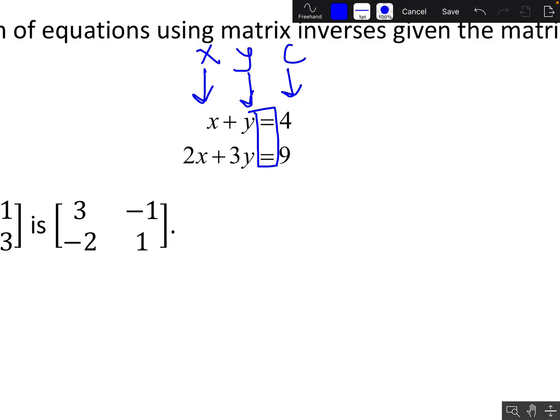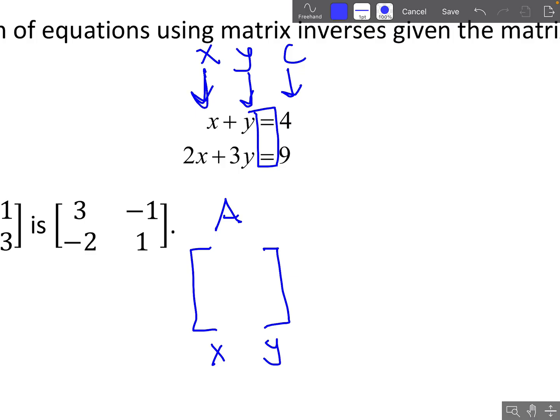What this is going to do is allow us to rewrite this system as a matrix equation. So our matrix equation is going to consist of 3 matrices, right? Our first matrix is going to be A, which is our coefficient matrix. So I'm going to make a 2 by 2 matrix because I have 2 variables. The first column will be my coefficients of x, and the second column will be my coefficients of y.